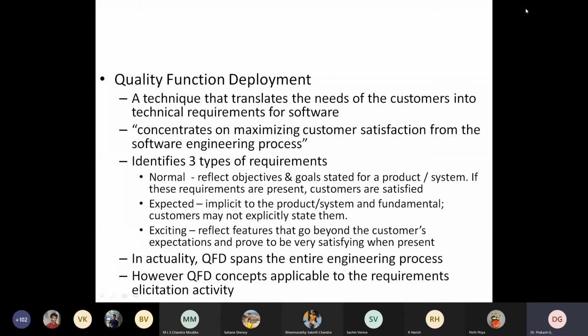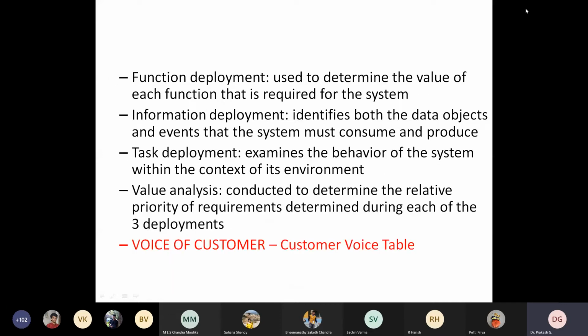And moving to further details, we are having three kinds of deployment under QFD. One is the function deployment by default. So we have to determine the value of each and every function. For example, if you are developing an application, there may be 5 modules or 10 modules or even 500 modules. What is the value of each and every module, whether it is really required or not? That is what we are talking about, the function deployment.